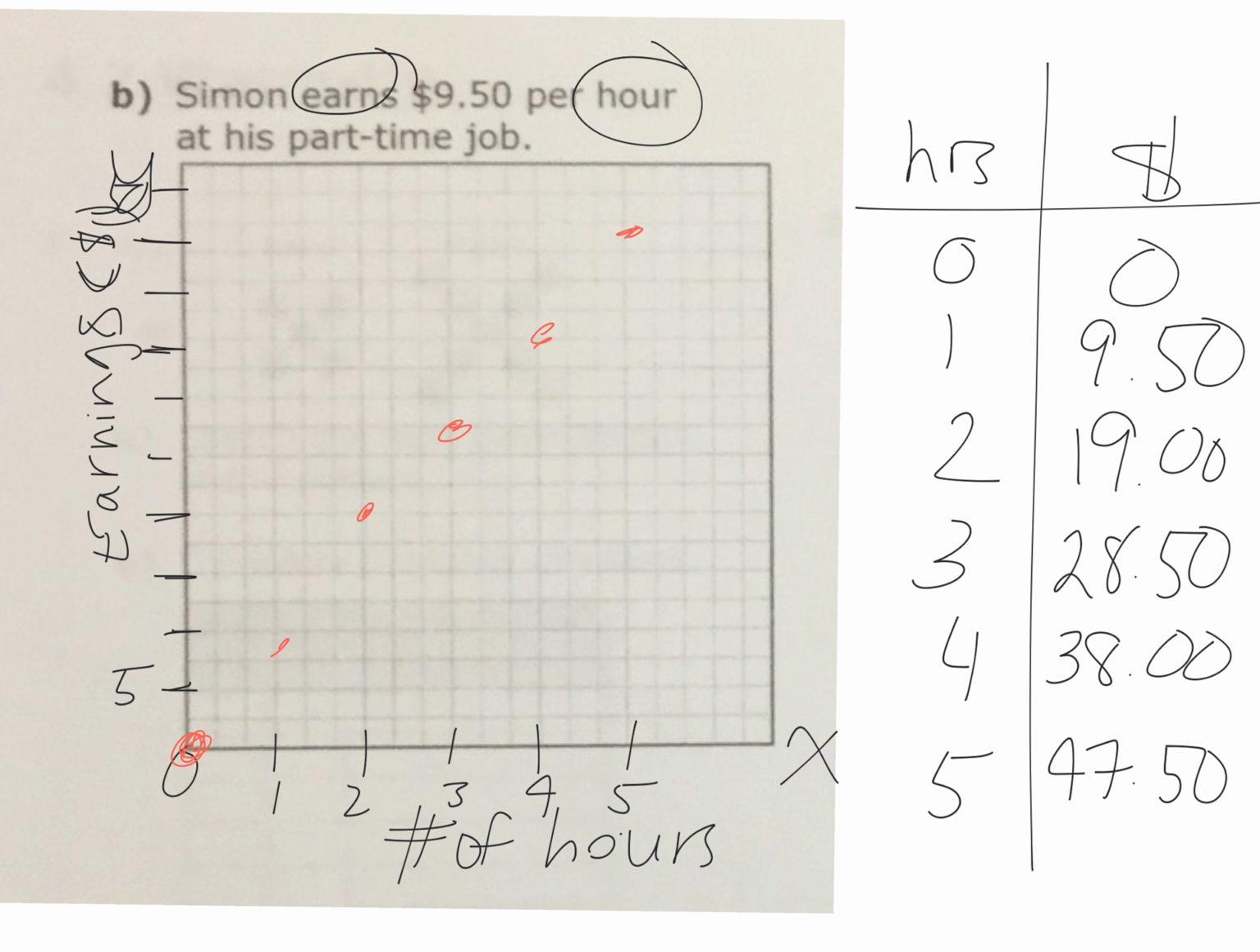I want you guys to... okay, your points should form a straight line. Is this linear? Yes. The hours increase by 1, and the earnings increase by $9.50. It's a straight line. We automatically know it's linear.